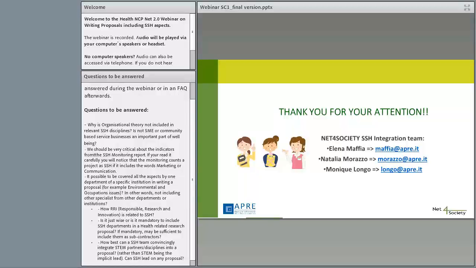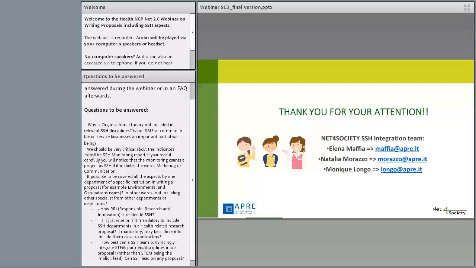Well, I think, if I can understand the question well, it depends again on the topic. If you are in front of a topic dedicated to SSH, of course, it's very common that the coordinator is an SSH institution.